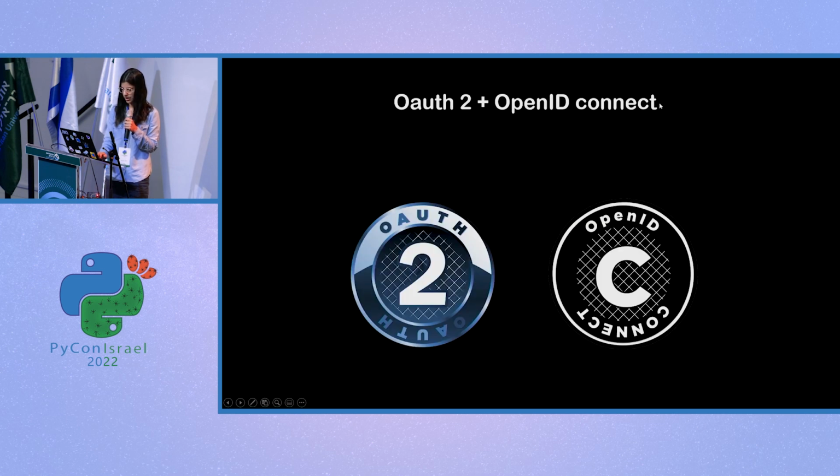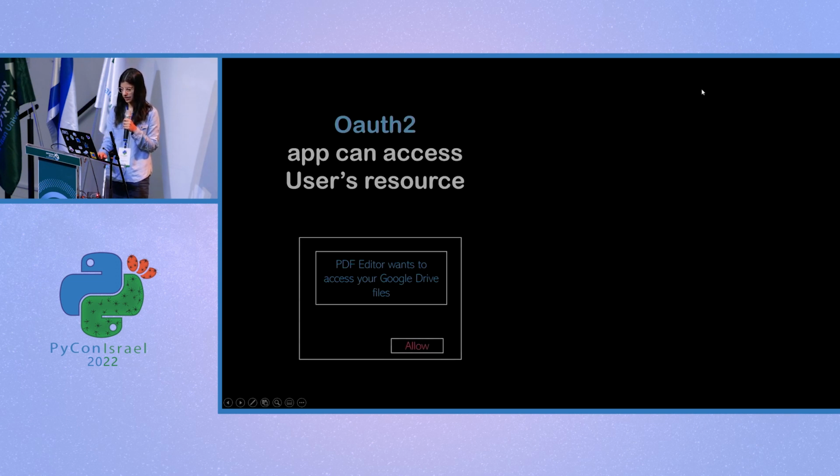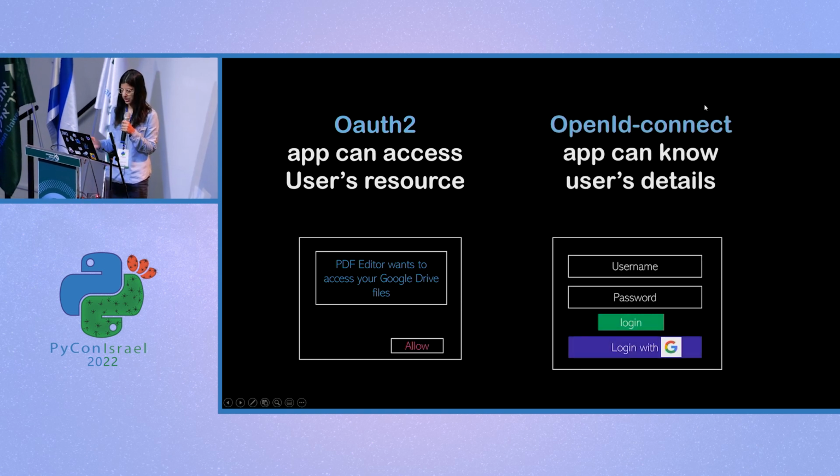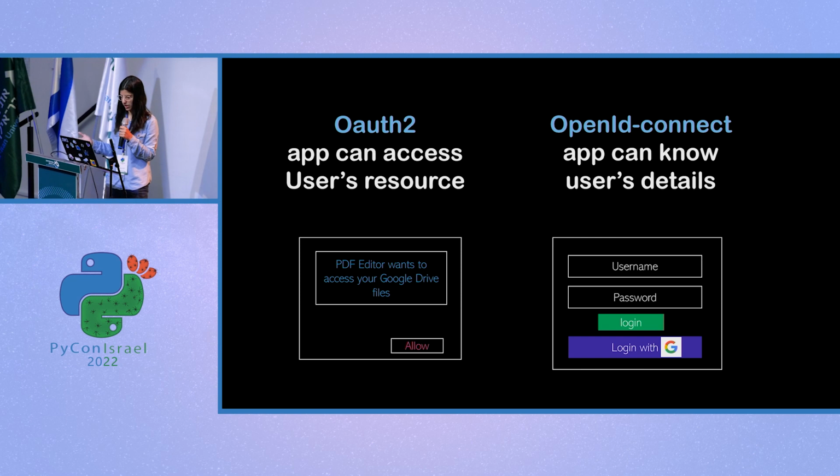Now, in order to implement these scenarios in your app, you need to use these two friends, protocols called OAuth2 and OpenID Connect. The goal of OAuth2 is to enable your app to access the user resources, which is the second scenario. And the goal of OpenID Connect is to let the app log in its users through Google, for example. OpenID Connect is a protocol that relies on OAuth2, by the way, and you will see it soon.